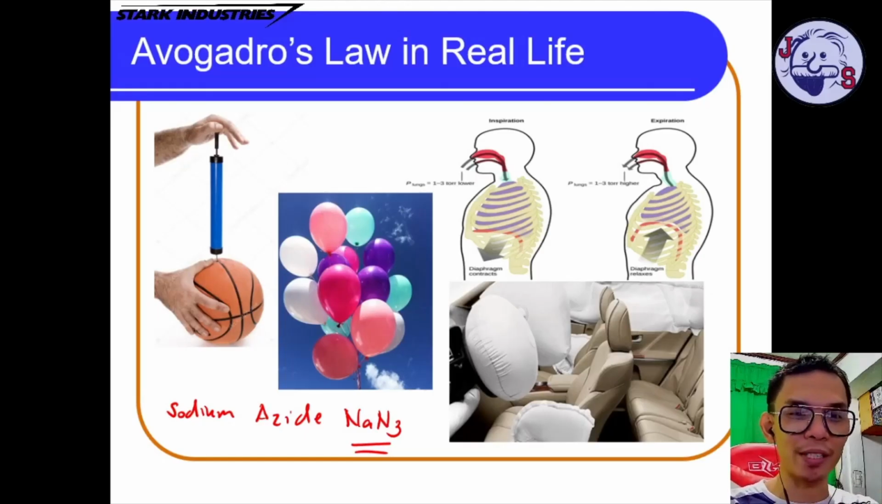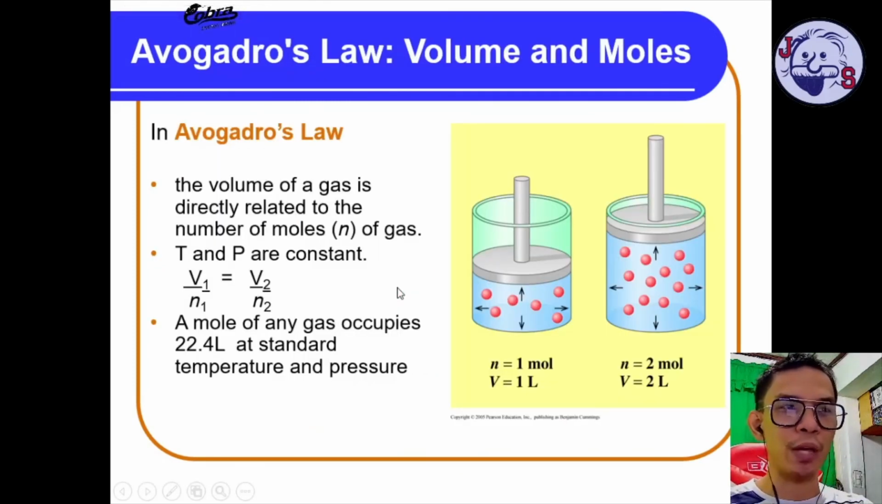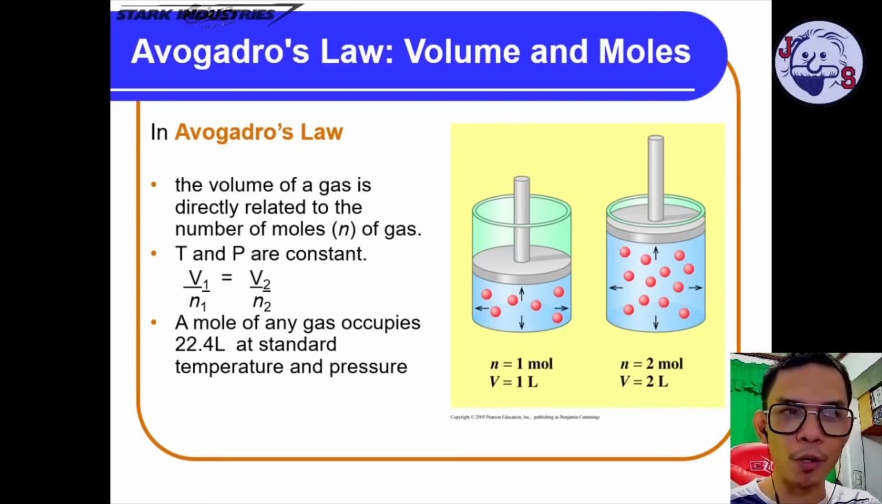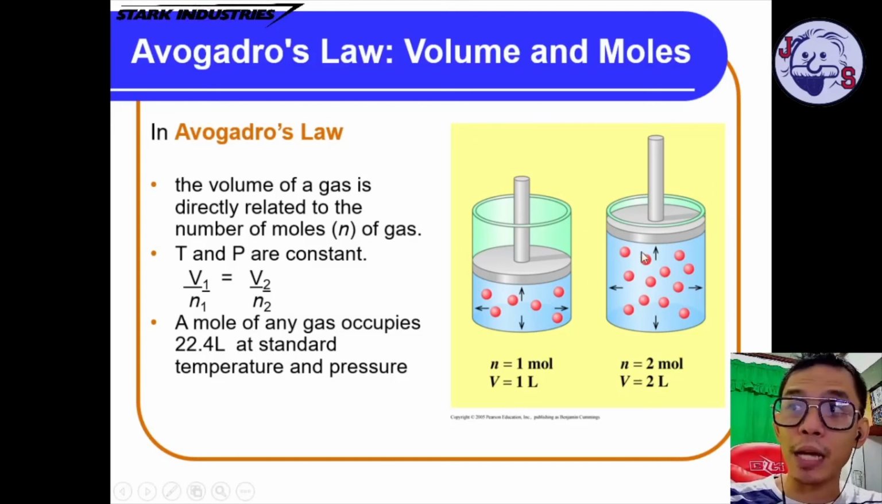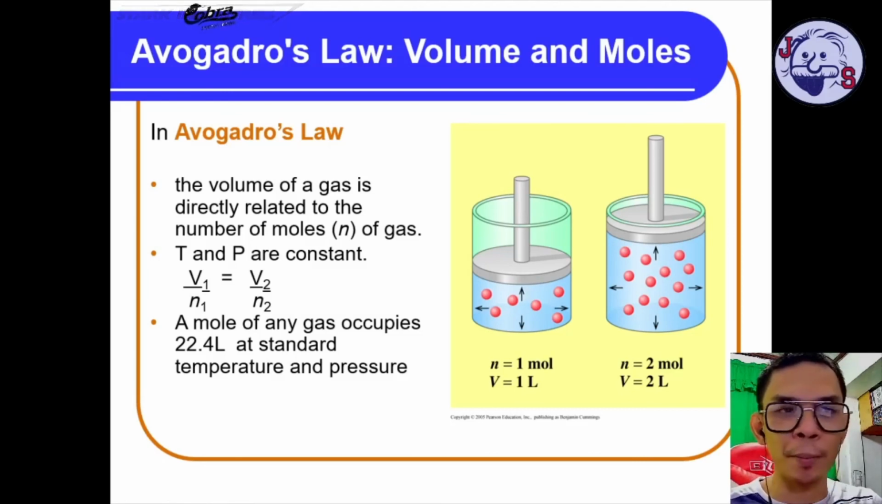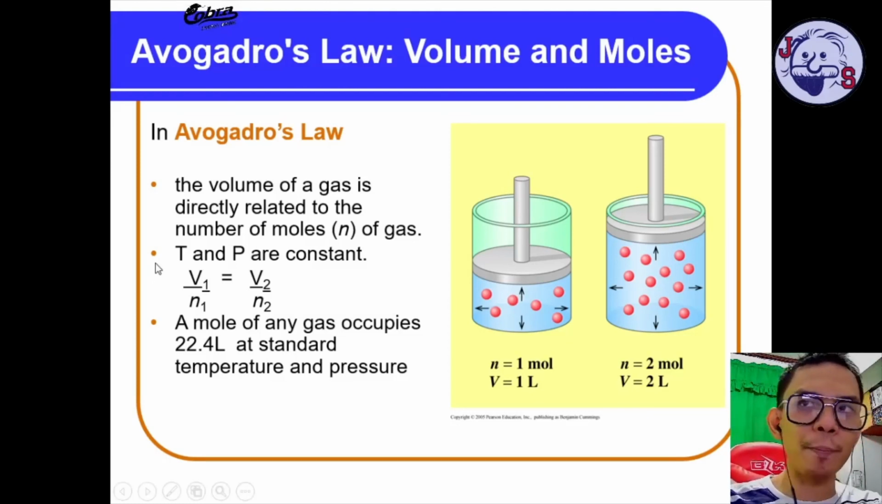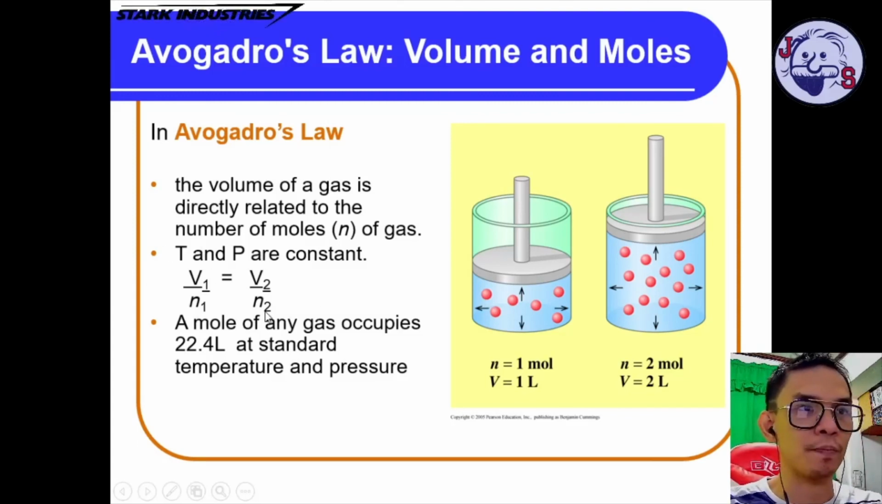So these are some examples, and to end our video lesson about Avogadro's law, we have a summary right here. In Avogadro's law, the volume of a gas is directly proportional to the number of moles of the gas. As the number of moles increases, the volume will also increase, as the picture tells us. Or even if you are inflating a toy balloon, you will also notice that relationship. Next, as the temperature and pressure remain constant, the formula is V1 over n1 equals V2 over n2.